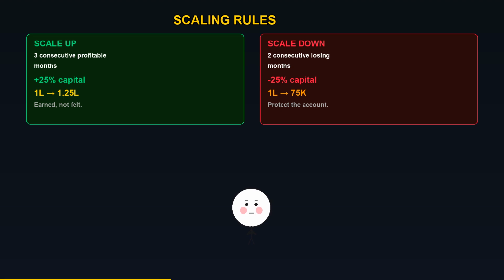When does Rahul increase his trading capital? Not when he feels confident. Not when he sees a great setup. After 3 consecutive profitable months. That is the rule. 3 months of consistent profits means his system is working. He increases trading capital by 25%, from 1 lakh to 1,25,000. And if he has 2 consecutive losing months, he decreases by 25%, back to 75,000. Scaling is earned, not felt.